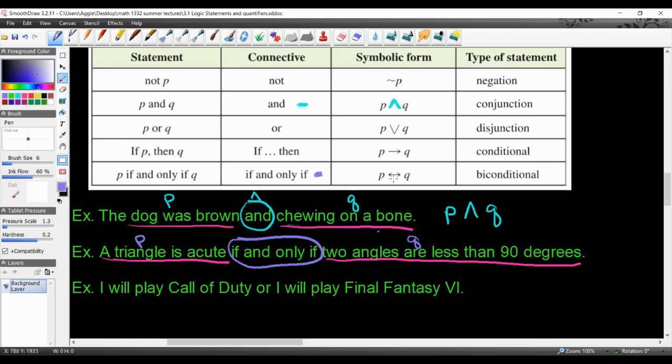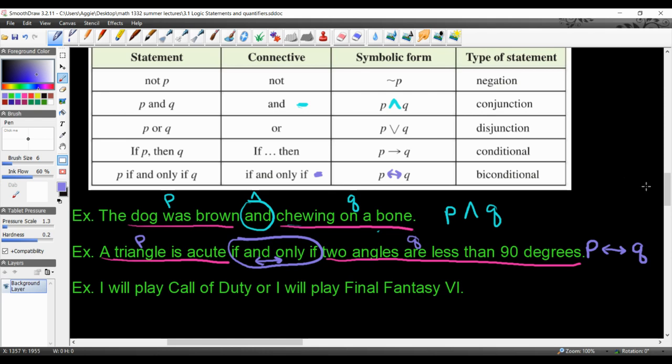So moving over to the symbolic, you can see that it's this arrow that goes both ways. So I should have an arrow that goes both ways. All I'm going to do is just rewrite this now. So this would be P, if and only if, Q. And that's my symbolic form for this in mathematical notation.